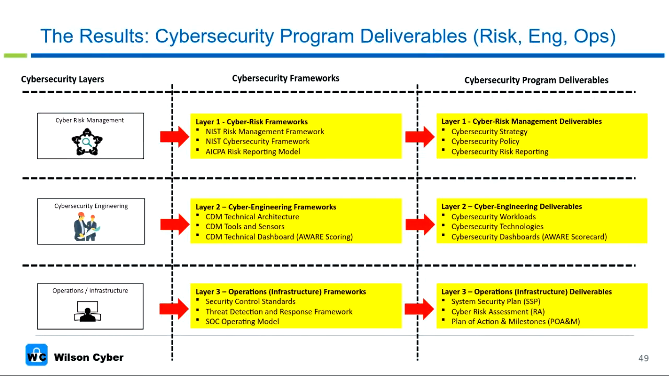And finally, at the operations layer, we have the control standards, threat detection and response framework, and SOC operating model that map to the 3 deliverables, which we discussed earlier as a system security plan, a risk assessment, a plan of action, and milestones. System security plan talks about the current state of security. The risk assessment talks about the gaps between where we are and where we want to be. And the plan of action and milestones talks about how we improve our security in order to get from the current state to the desired state.